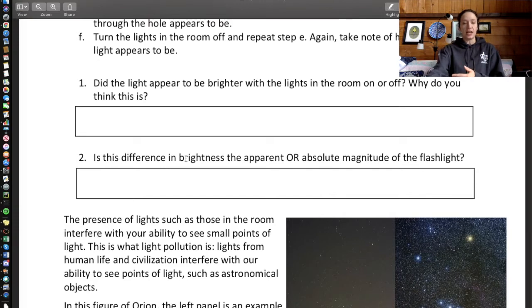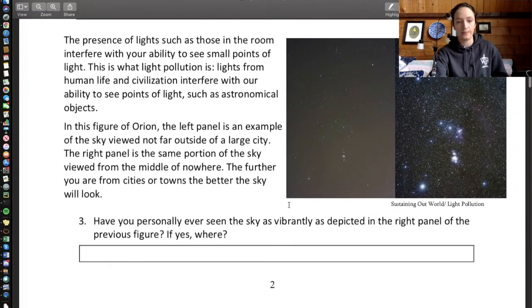You're looking at this light that's in your room, and how bright it appears is changing based off of how much light pollution you're putting into the situation. So would that change in brightness be the apparent or the absolute magnitude if this was a star? So just think about it, give it your best shot.